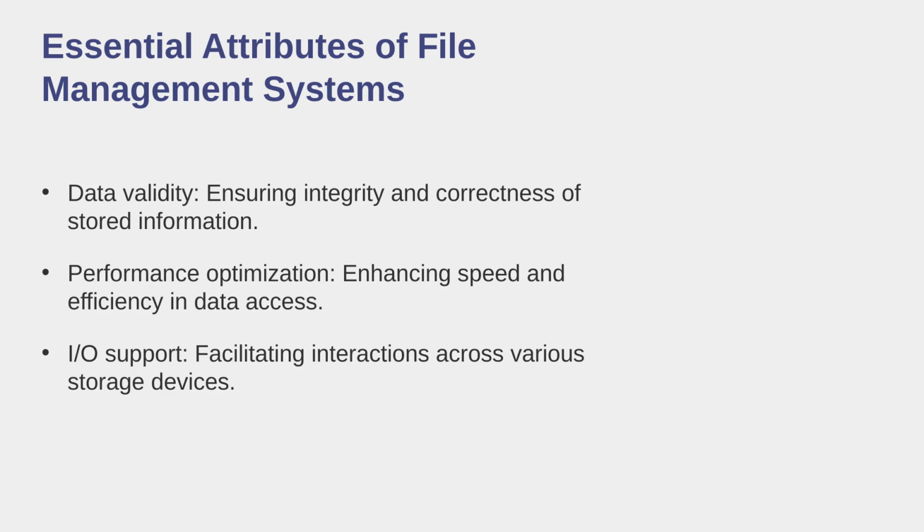Another essential attribute is performance optimization. File management systems are responsible for enhancing the speed and efficiency of data access. This involves various strategies, such as indexing files for quicker searches or caching frequently accessed data. For example, when you access a frequently used document, the system may retrieve it from a cache rather than the slower secondary storage, significantly improving response times.